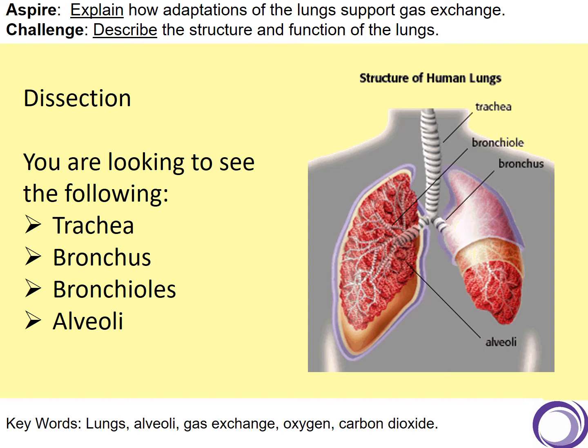I'm going to talk through that so you know what each part does before I show you this dissection. So the trachea is that main pipe, and some people call it a windpipe, but in science we like to give things technical terms. So in this case, the windpipe is called the trachea, and that is connected to your mouth and nose.